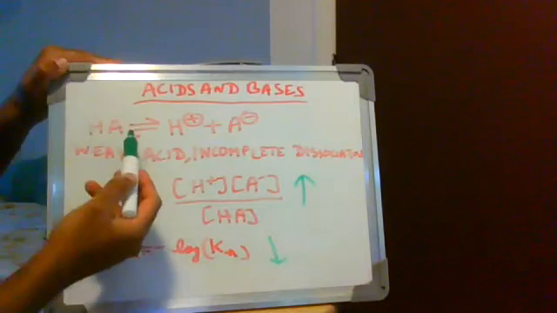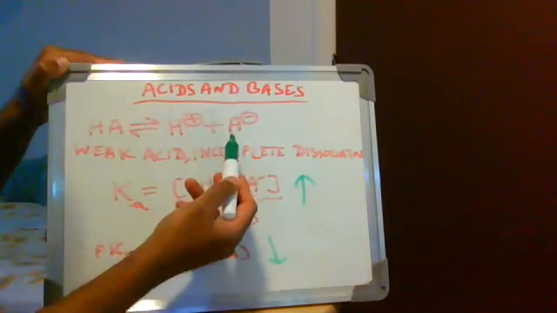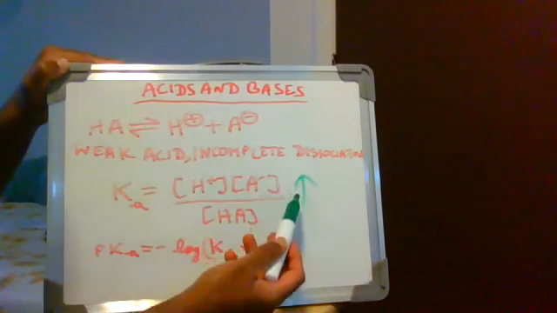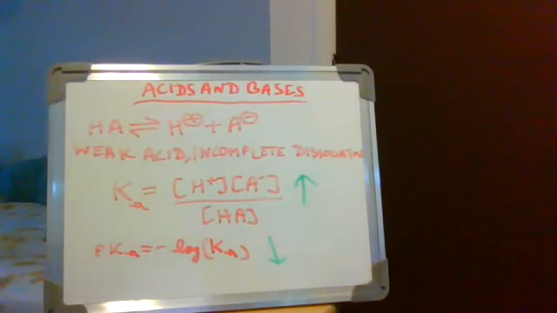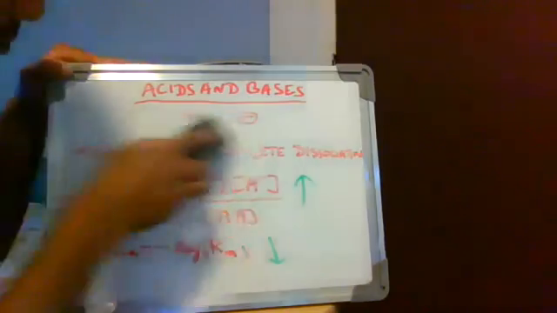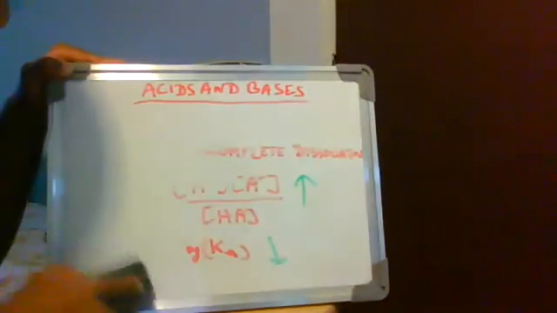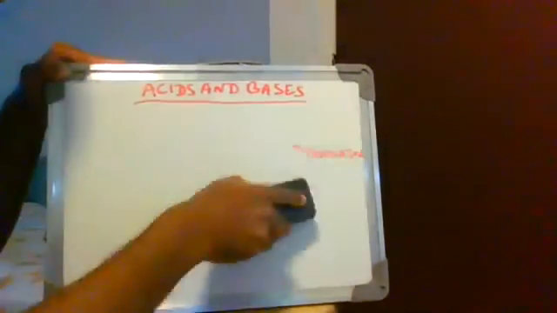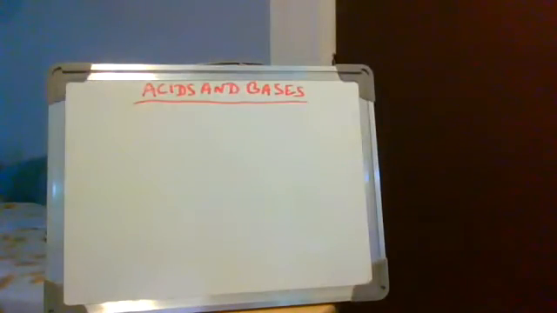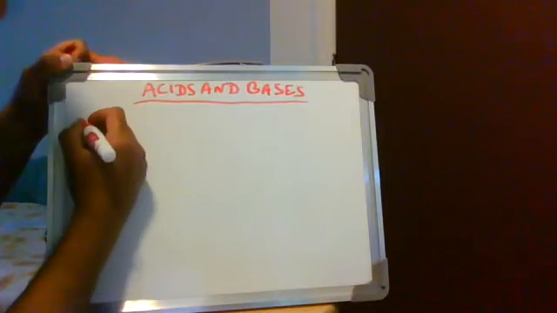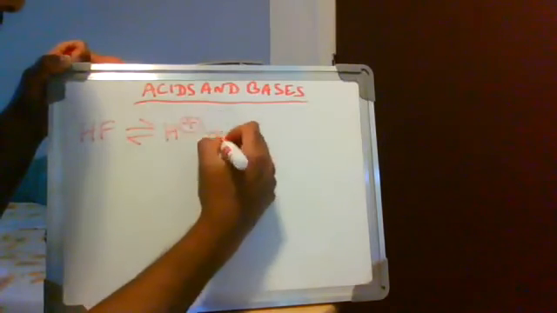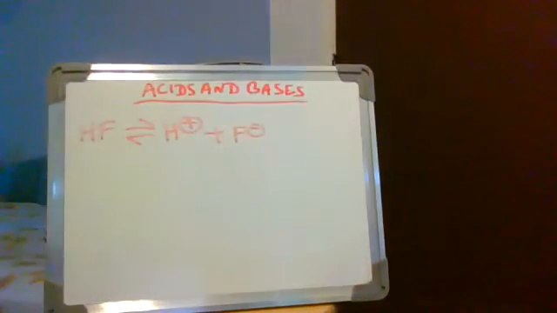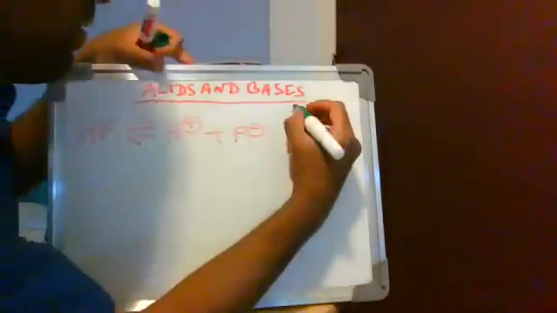So the more the weak acid dissociates, the more of the product is being formed. That means the equilibrium constant increases. That means the pKa value decreases. So let's look at some examples to make it more clear. Let's take the example of hydrofluoric acid, HF. And we will list their pKa values.